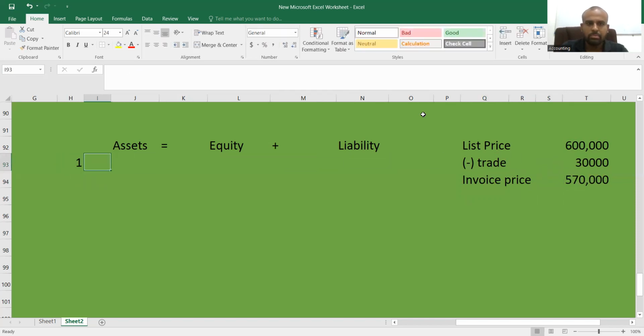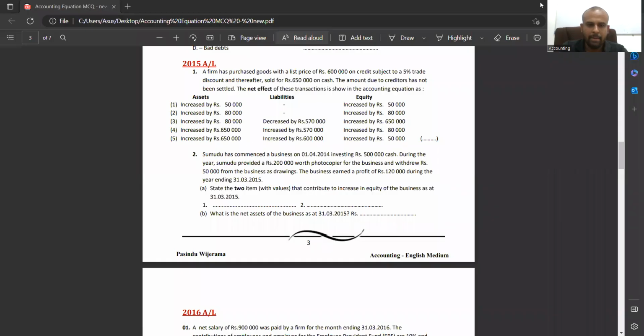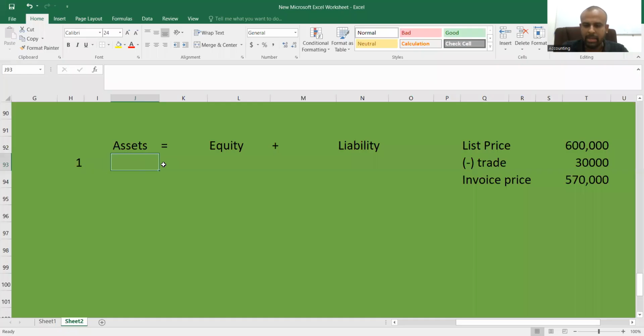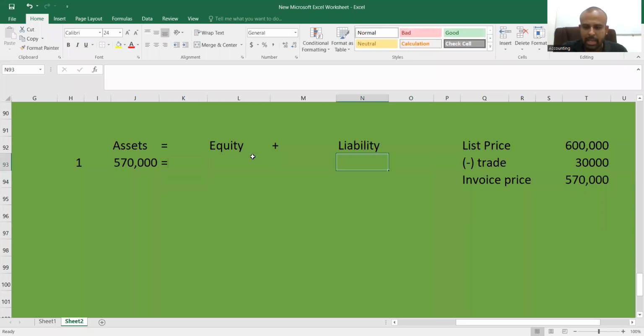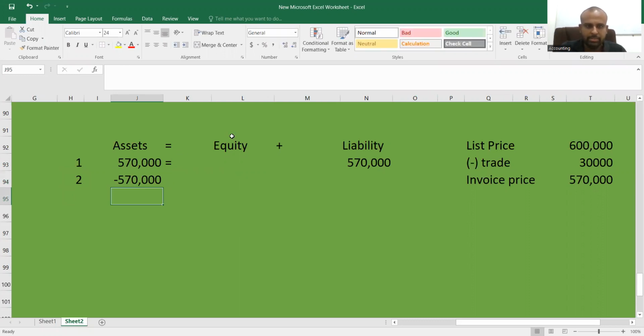Now what will happen? When you purchase 570,000 worth of inventory, we do not record the list price anywhere. So assets increase by 570,000. Is this taken on a credit basis? Yes, on credit basis, then your liability increased by 570,000. The next part says this entire stock was sold. When you sell this, assets decrease by 570,000 because there is an outflow of stock.